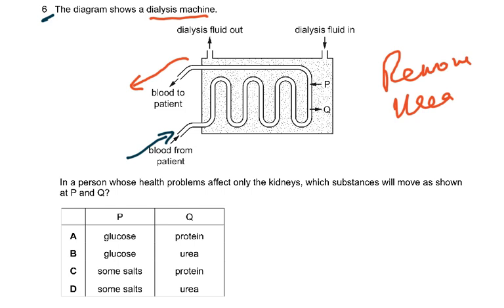And what do the kidneys do? They remove urea, not excess urea, they remove urea and they remove excess salts and excess water. So in a person whose health problems affect only the kidneys, which substance will move as shown at P and Q? Now P, something is moving into the dialysis fluid. And what is moving out of the dialysis fluid? This Q has to be nothing but urea. So Q has to be urea, so it can be either this or this.